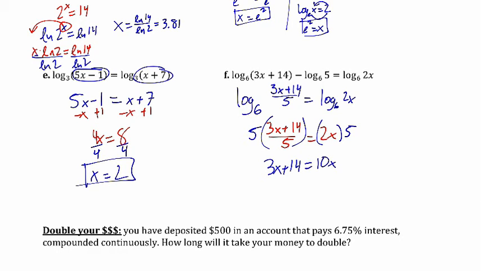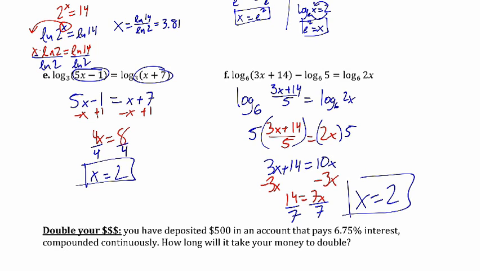Now to solve for x, let's get all the x's on one side. Let's subtract 3x from both sides. We end up with 14 equals 7x. To solve for x, we got to get rid of that 7, so let's divide both sides by 7, and we end up with x equals 2. So again, we just used the one-to-one property a couple different ways.